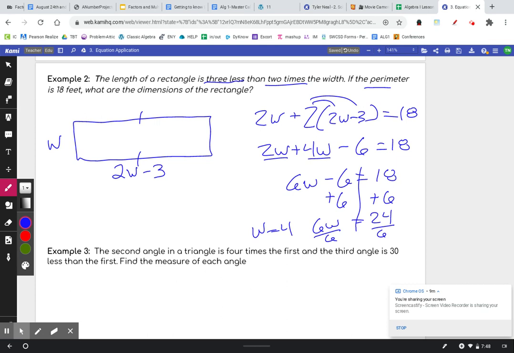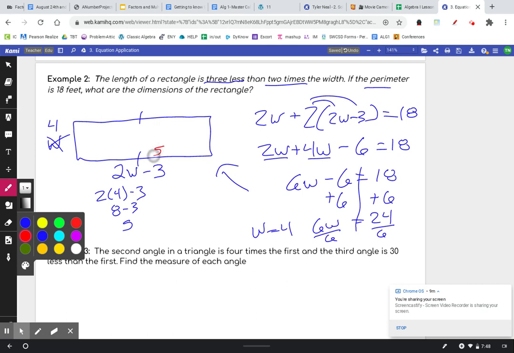So anywhere over here that I see w, I can plug a 4 in. So simply I know that this right here just is 4, okay? And then right here I can plug it in. This says 2 times w, so this is going to say 2 times 4 minus 3, right? Well, 2 times 4 is 8. 8 minus 3 is 5. So this is saying that the length and the width should be 5.